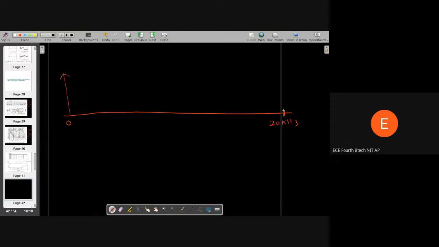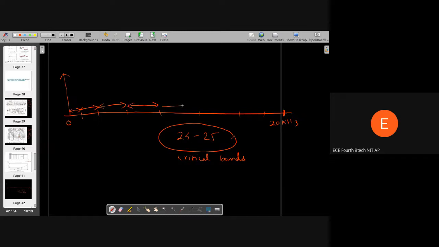So there are bands. There are certain critical bands, around 24, 25 critical bands, in which the brain recognizes these frequencies and interprets them. For low frequencies, the brain is able to identify those frequencies quite well from one another, so the bandwidth of those critical bands is small. But as the frequency increases, the bandwidth of these critical bands increases.